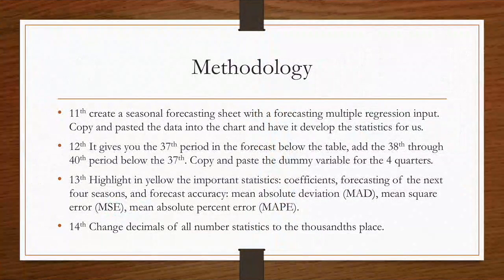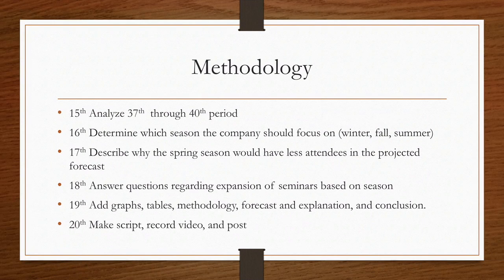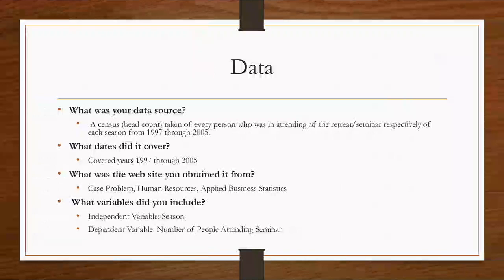14. Change decimals of all number statistics to the thousandths place. 15. Analyze 37 through 40th period. 16. Determine which season the company should focus on, which we found winter, fall, and summer. 17. Describe why the spring season would have less attendees in the projected forecast. 18th, answer questions regarding expansion of seminars based on season. 19th, add graphs, tables, methodology, forecast, and explanation, and conclusion. 20th, make script, record video, and post. We will be going into detail about the forecasting and the results we found.